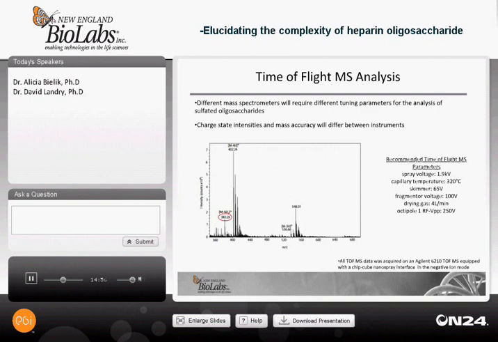The recommended parameters will change for a TOF mass spectrometer as compared to an ion trap or a quadrupole or so forth. The spray voltage is 1.9 kilovolts. The capillary temperature is slightly higher at 320 degrees Celsius, and in this case we have a skimmer instead of an S-lens. So it should just be noted that you will get varying parameters in varying mass spectrometers.